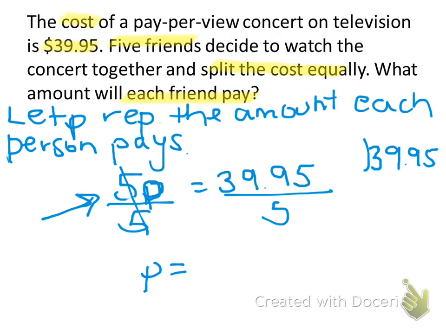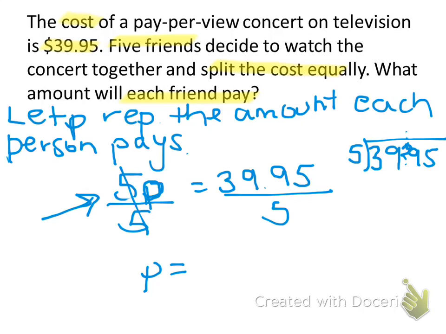$39.95 divided by 5. Okay, well I have a decimal in division. Remember, when you have a decimal in division, the first step is to bring it up. So we bring our decimal up to the top here. Then we don't worry about the decimal. We divide like normal. 5 can't go into 3. It can't go into 30. So we look at the next one, which is 39.